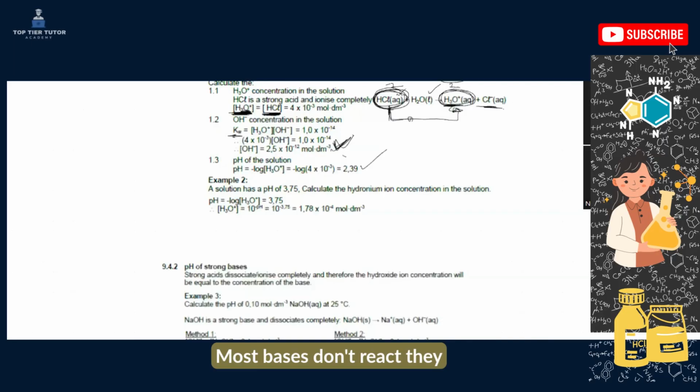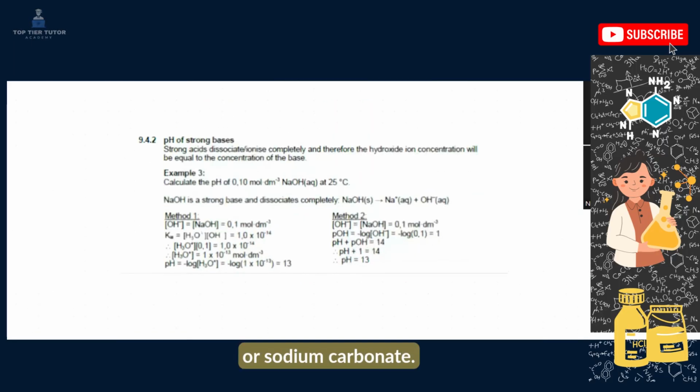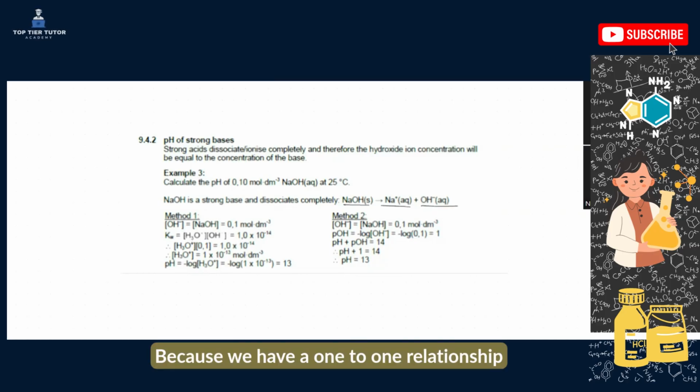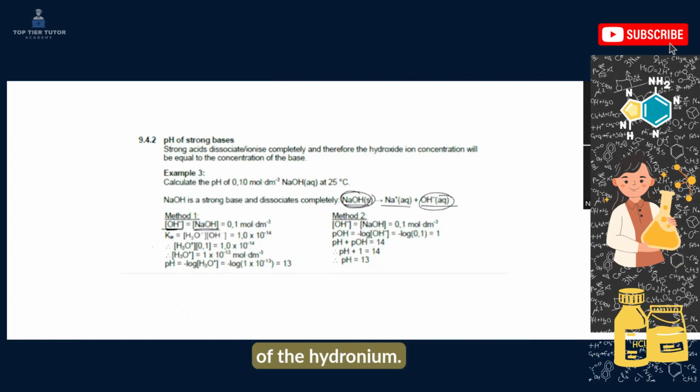Most bases don't react, they dissociate. The bases that will react are something like ammonia or sodium carbonate. So here we have sodium hydroxide dissociating in water to form sodium and to form hydroxide. Because we have a one-to-one relationship between the sodium hydroxide and the hydroxide, we can say that the concentration of the hydroxide is equal to the concentration of the sodium hydroxide.